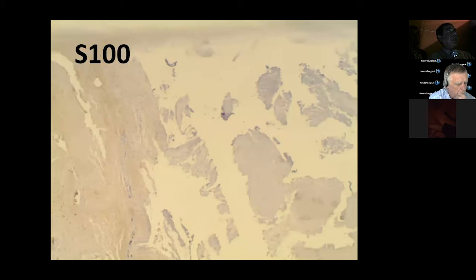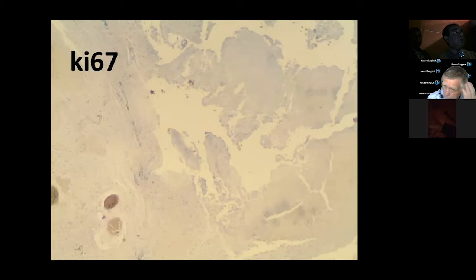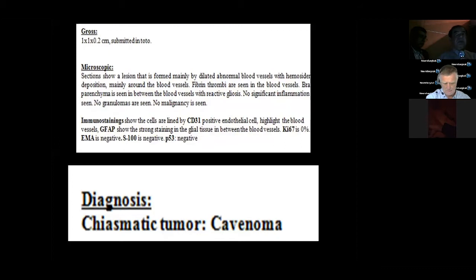So we usually do Ki-67. Ki-67 is usually negative or below 1% in all cavernomas, or most cavernomas, and so it is in this case. So this was a case of benign tumor. We called it cavernoma. Thank you.